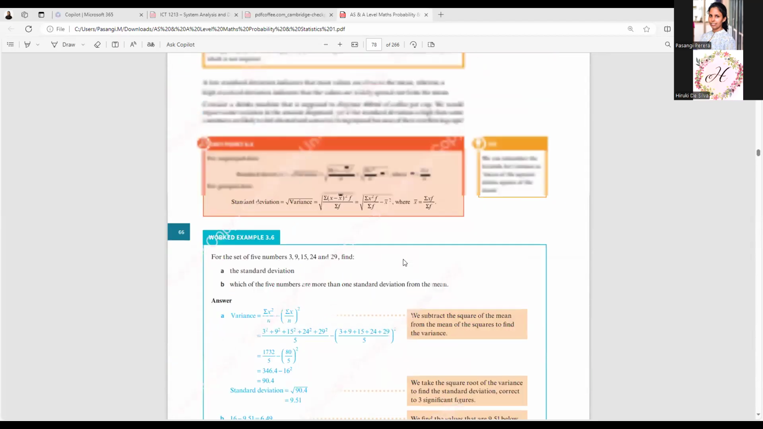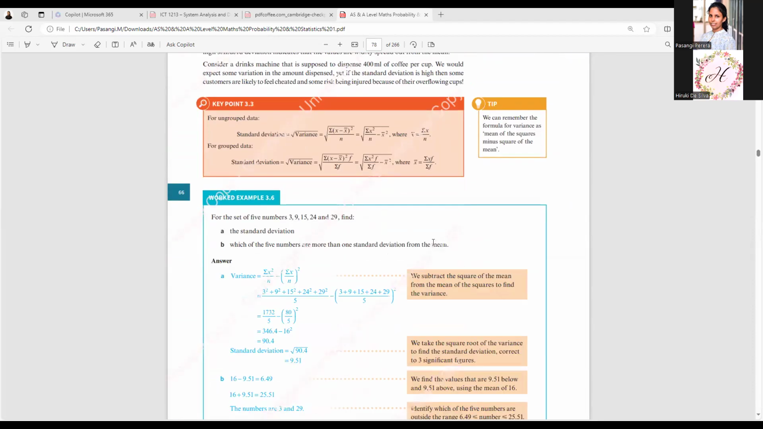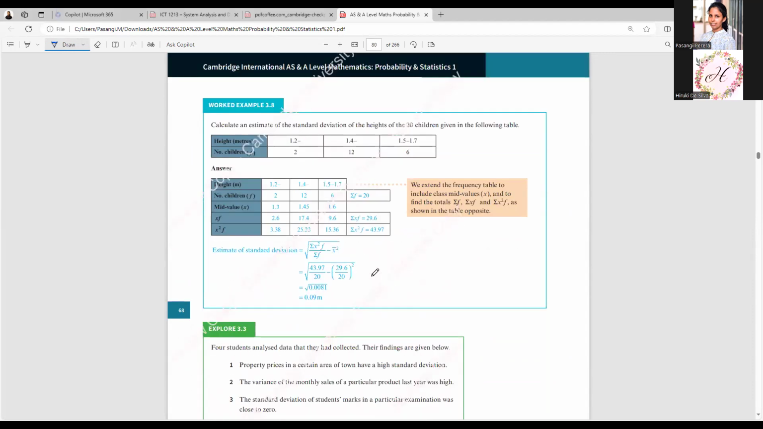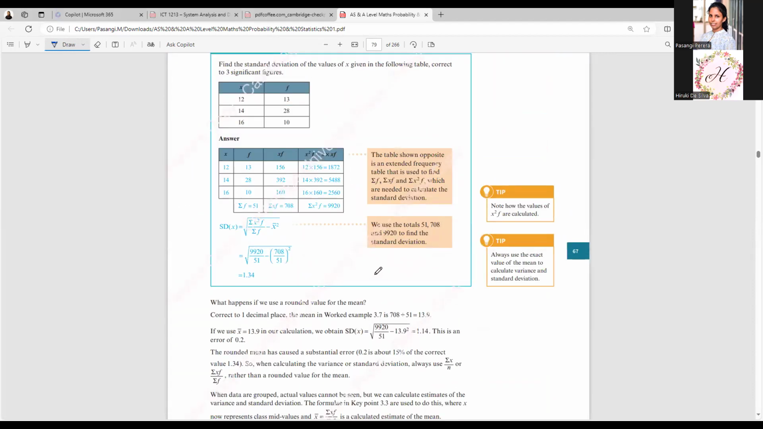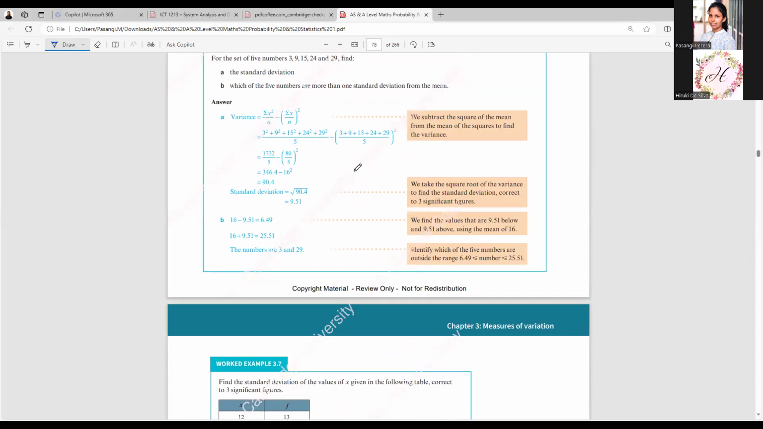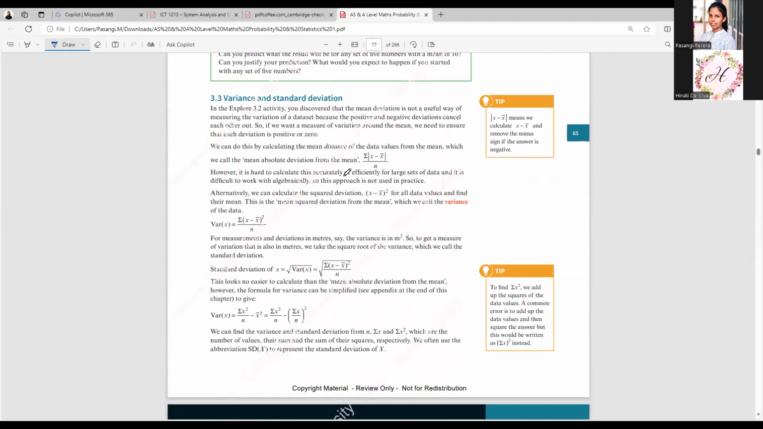Okay, I think we completed up to this point, right? The variance and the standard deviation, this part also we completed. As I can remember, I showed you how to calculate these ones and the proof of this one as well. We did this part, right?